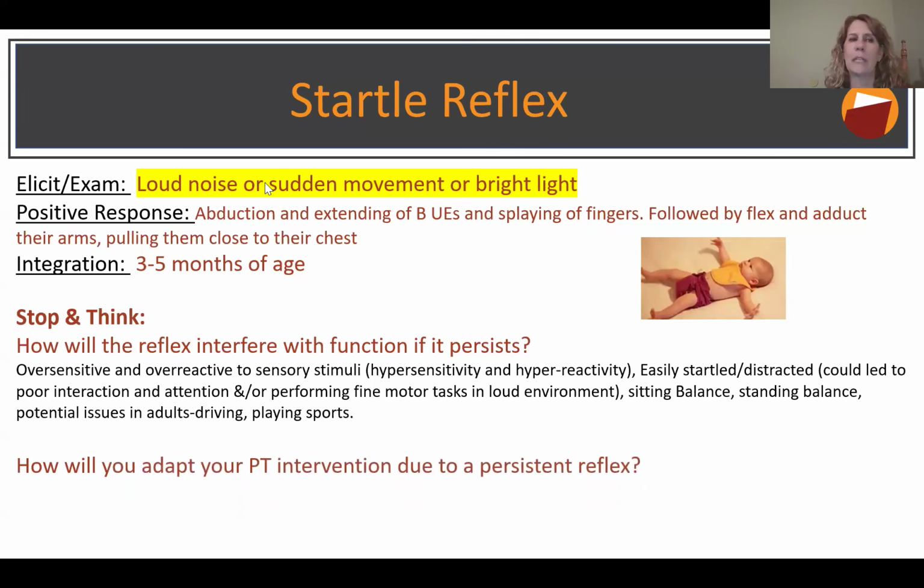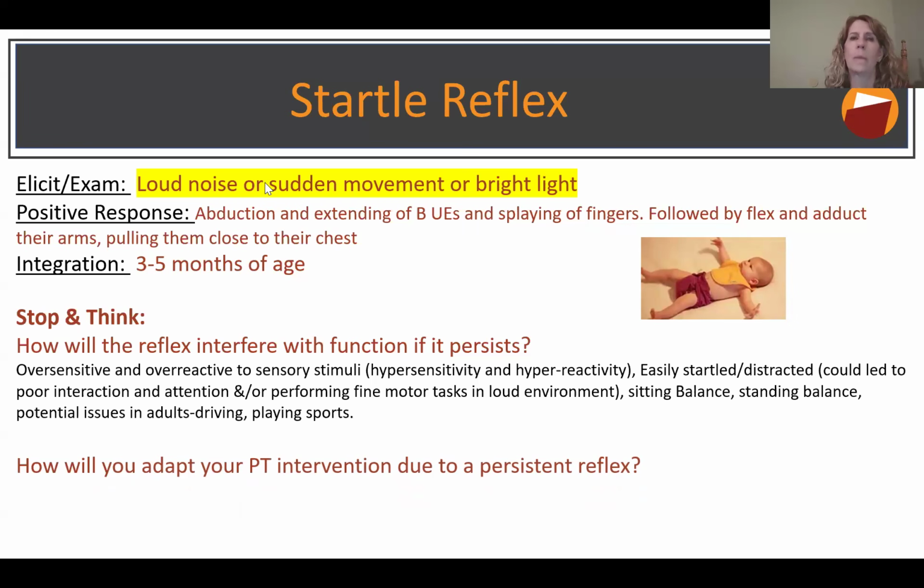How would you adapt your PT intervention? All right, this child has a very strong startle reflex. They also have cerebral palsy. They're coming into the clinic and I'm going to be treating them. What am I going to be changing in my environment?